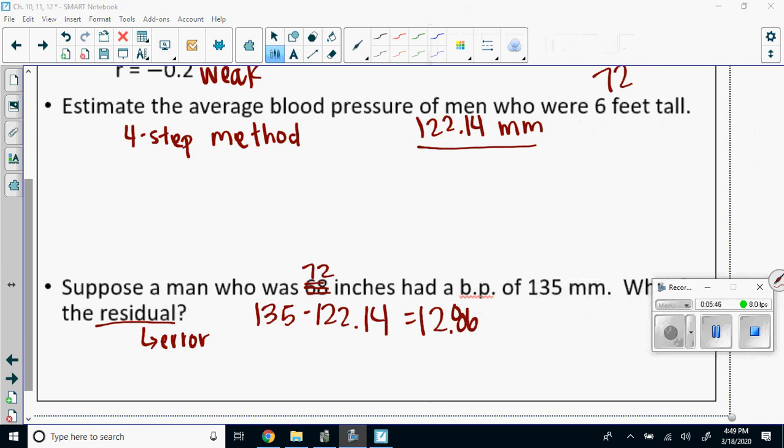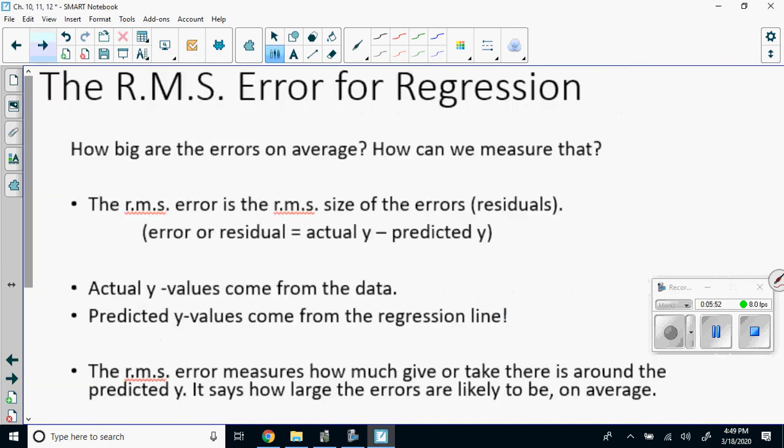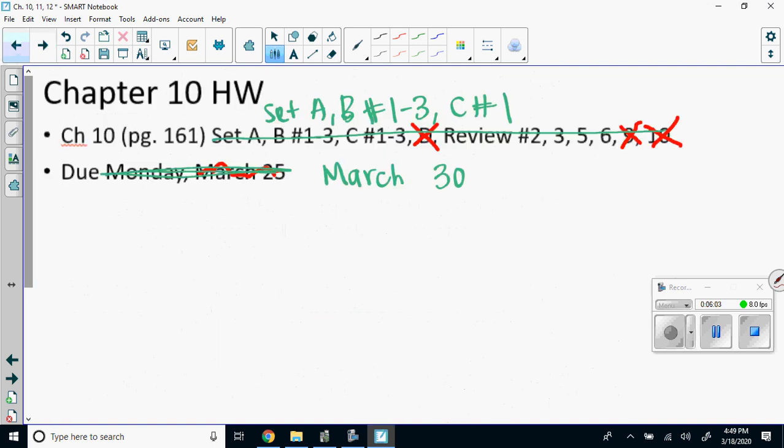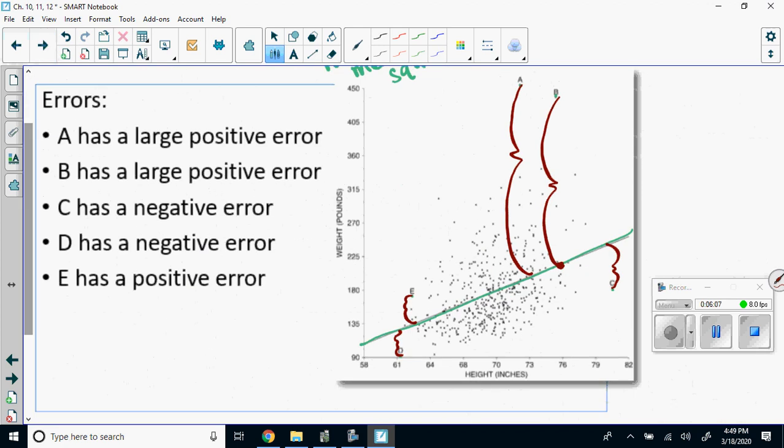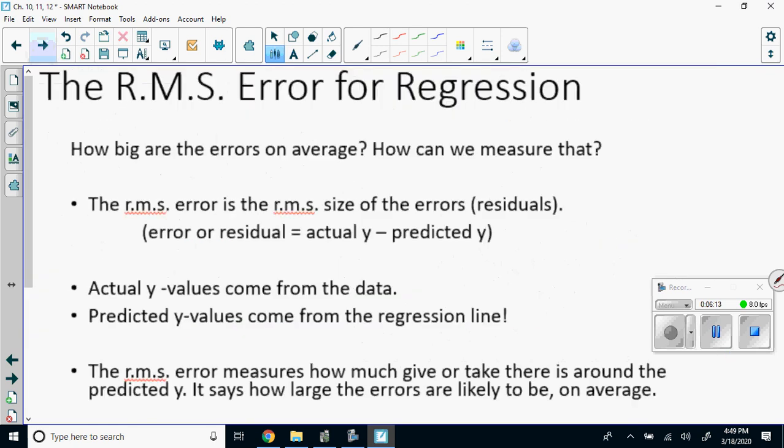Okay, that is the residual. That's how far off it is. The RMS error, so I threw that out there a couple times. The RMS error is how big the errors are on average. So if I take every single dot here and find the residual, how far away it is from that green line, and average it, that would give me the RMS error.